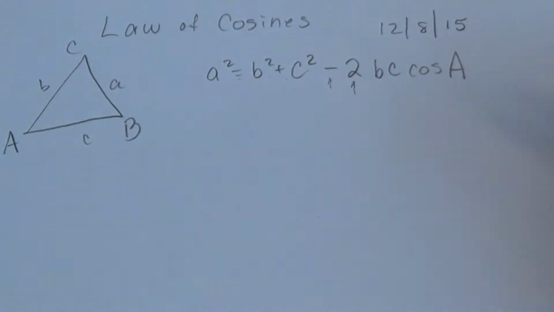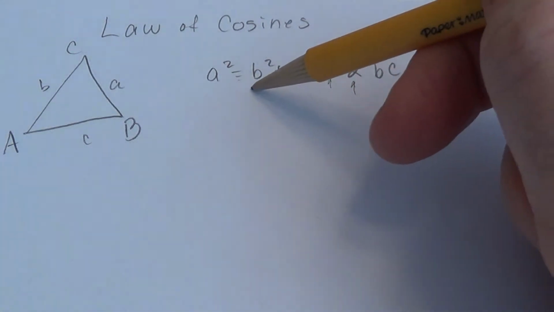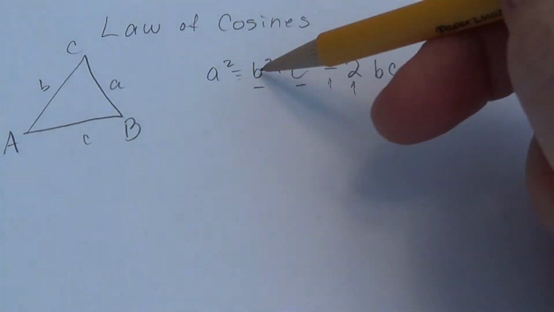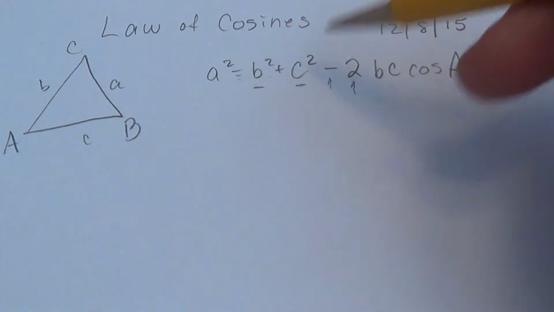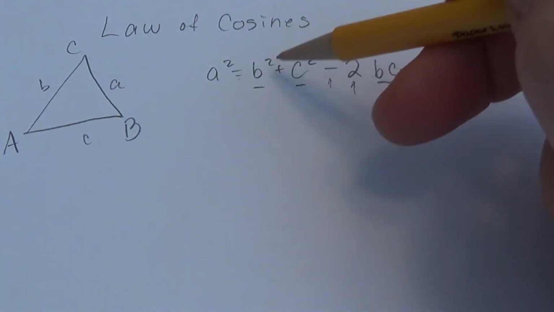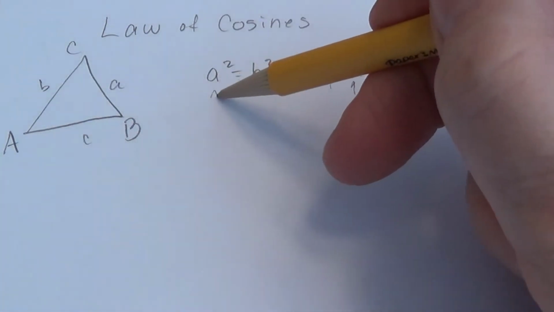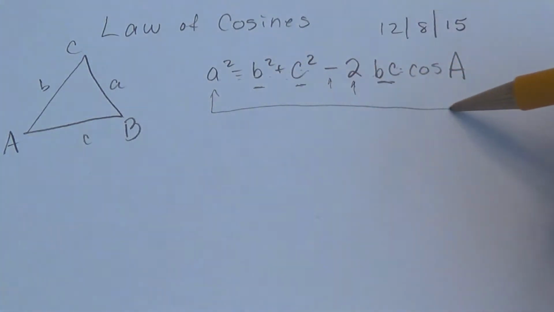The minus part and the 2 part, there really isn't much I can say about that except to know it. And here, however, notice whatever values are here and here, add them before they're squared. There is a multiplication here, b times c. B squared plus c squared, and then bc. And whatever side is over here, the angle across from it is here.